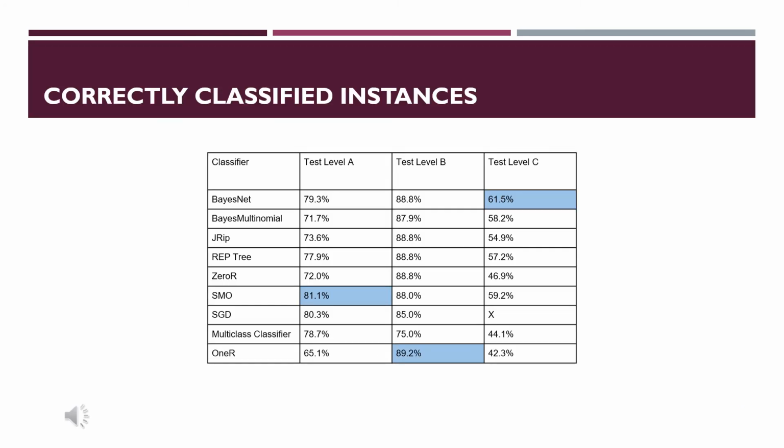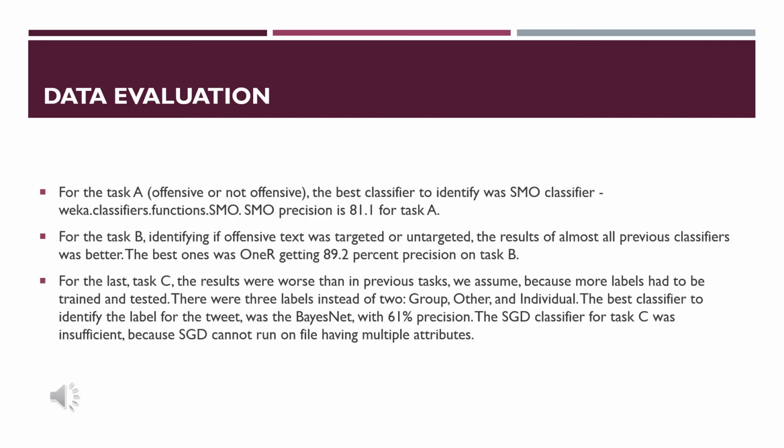Here you can see which classifier was the best for each subtask A, B, and C. Different classifiers were most accurate for different tasks. For task A, the best classifier was SMO, with a precision of 81%. For task B, the results of almost all previous classifiers were better. The best one was the 1R classifier, getting 89% precision.